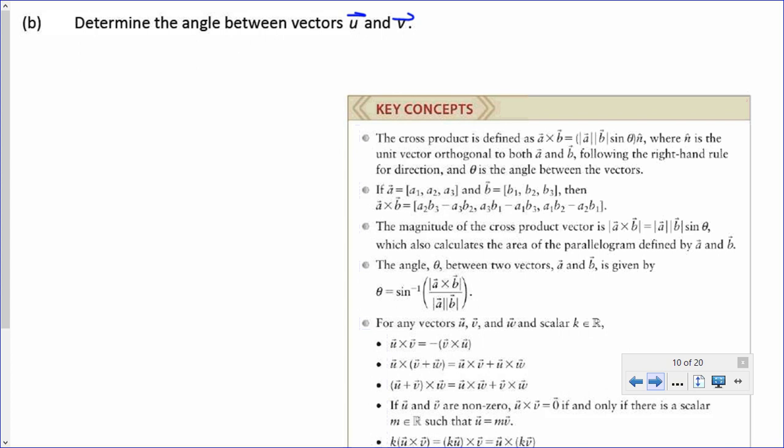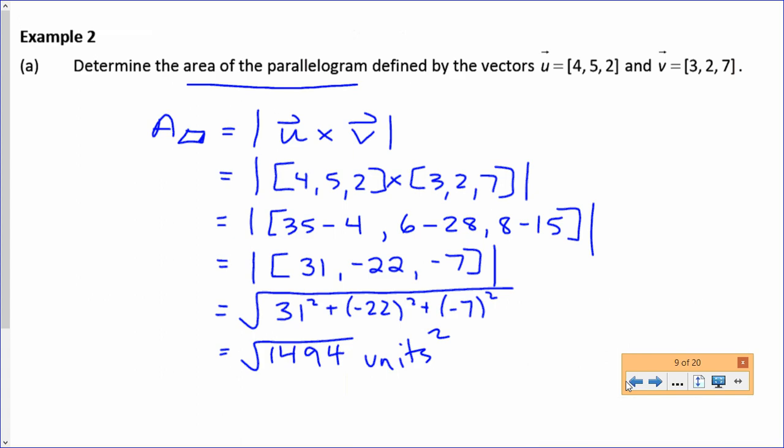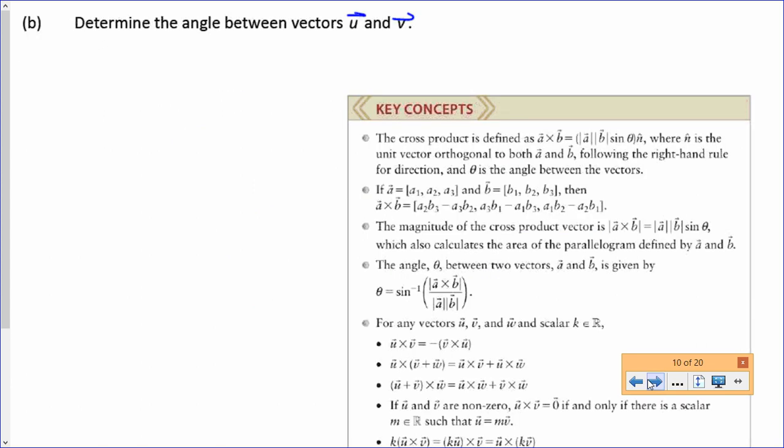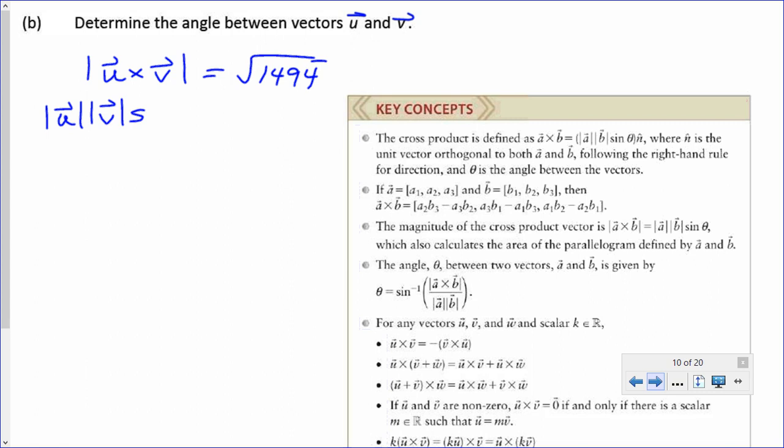But you also just found that the magnitude of the cross product is this number. Isn't there a geometric version of the cross product that you could equate to root 1494? So if I know that the magnitude of the cross product is the square root of 1494, doesn't that mean that the magnitude of u times the magnitude of v times sine theta is equal to root 1494? Is it easy enough to find the magnitude of u and the magnitude of v?